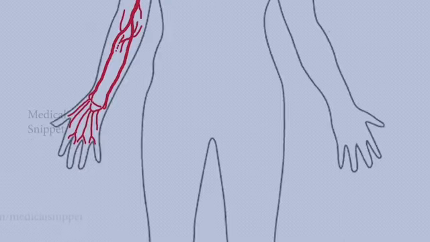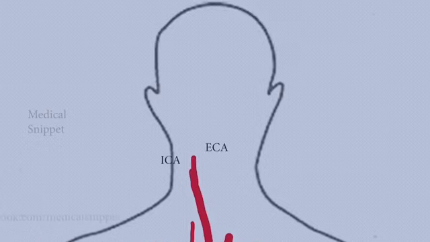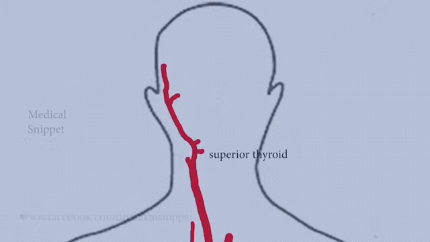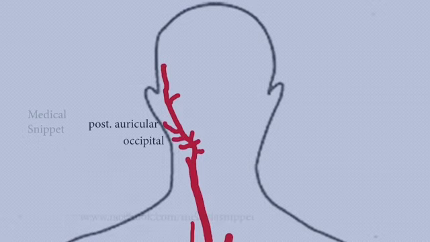Let's see the arterial tree of head and neck. The common carotid artery divides into external and internal carotid arteries. The external carotid artery terminates into superficial temporal and maxillary arteries. The anterior branches are superior thyroid artery, lingual artery, and facial artery. The medial or deep branch is ascending pharyngeal artery, and the two posterior branches are occipital and posterior auricular arteries.